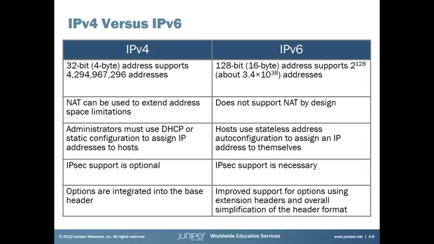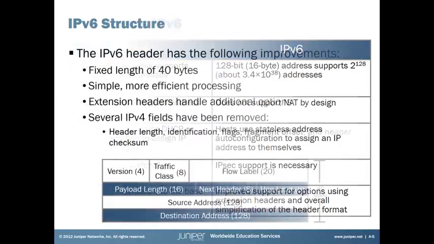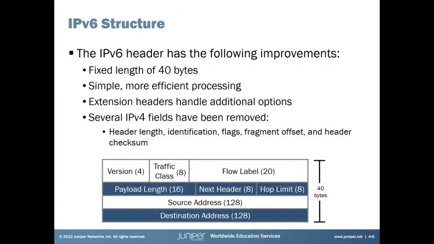Even though you look at it and it looks big and it looks scary and it looks awkward and it's all hexadecimal, in actual practice it is in actual fact more efficient and more streamlined. Okay, so let's take a look at the IPv6 structure here. So the header has the following improvements. Number one, it has a fixed length of 40 bytes. That is fixed. IPv4 header, you actually had to have a field in the header to say how big the header was, because it could be different depending on options and other things.